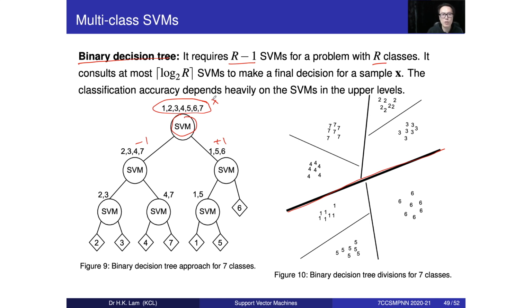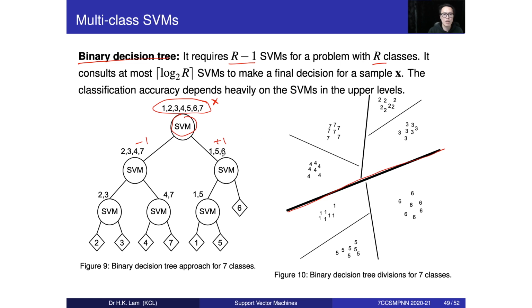So when a new X gets in, it just tells you whether it is 1, 5, 6 or it is 2, 3, 4, 7. It will not tell you that it belongs to 1, 5, or 6. It just tells you that it could be 1, it could be 5, it could be 6.